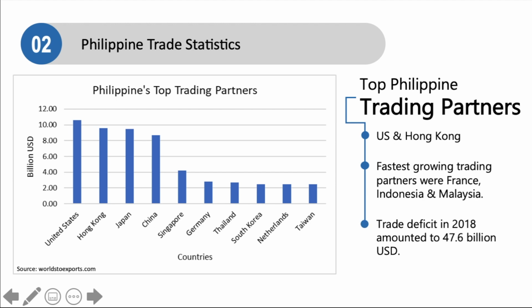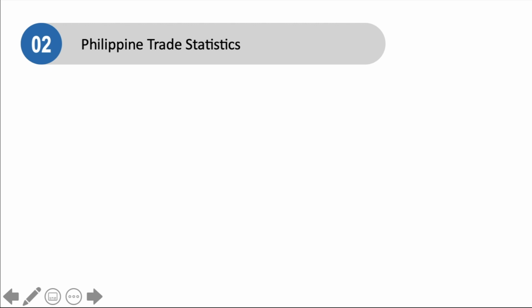During the year 2018, the Philippines had a trade deficit amounting to 47.6 billion US dollars, meaning its total imports exceed the total exports. And this particular amount is actually a 43.6% increase relative to the earlier year.